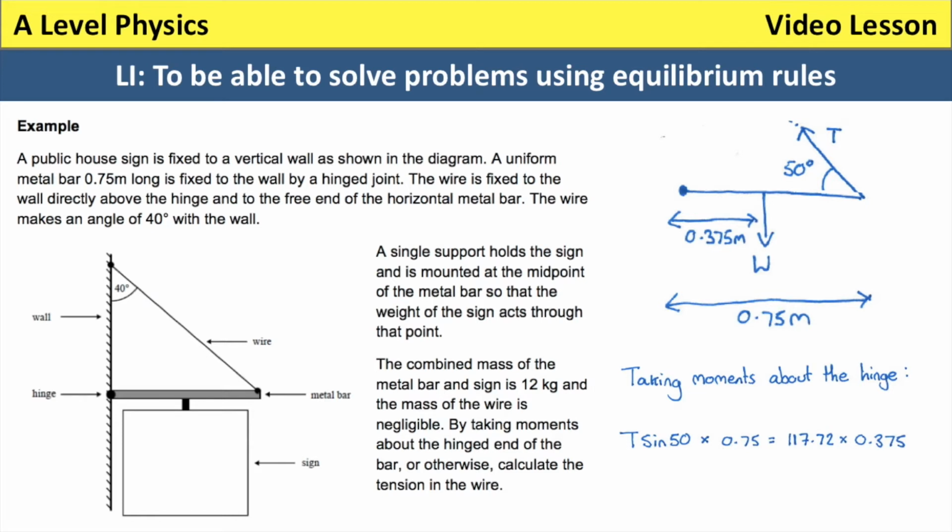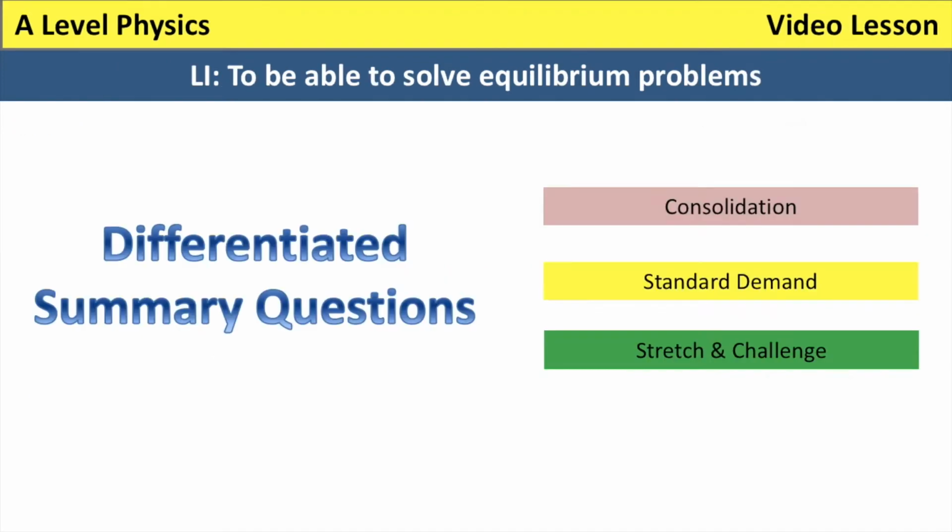The clockwise moment is being caused by the weight. The weight is calculated by doing 12 times 9.81, which is 117.7, and then I can multiply that by the distance from the pivot, which is 0.375 metres. I make those two things equal to each other because of the principle of moments, and then dividing by sin 50 times 0.75 gives a value of the tension as 76.5 newtons.